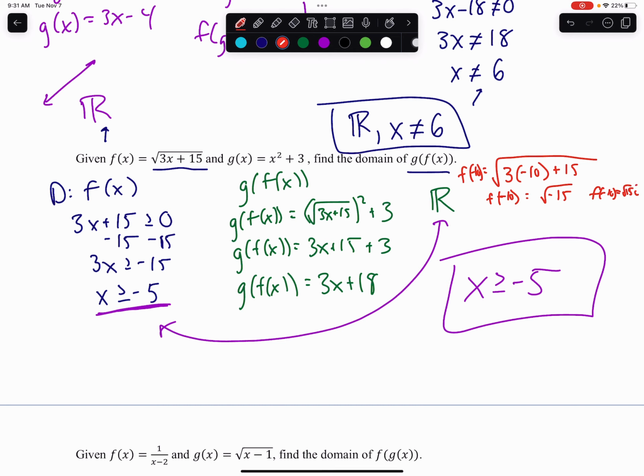And for our domain, we need to keep it in a real number, so we can't have an imaginary number. When we plug it into g of x, we would be using an imaginary number. We can't have that. It has to be a real number. So that's why x has to be greater than or equal to negative 5. If you plug in anything less than it, you're going to be getting imaginary numbers, which we can't have. It has to be real numbers for a domain.